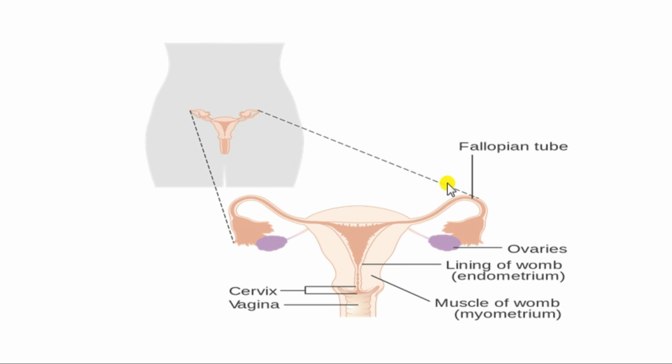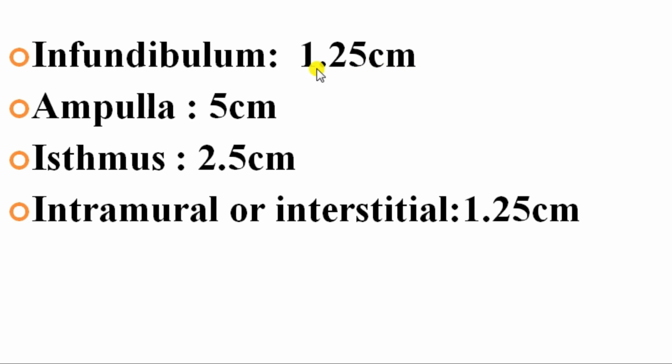This is a picture of a uterus, and this is a fallopian tube. So fallopian tube is divided into four parts, that is infundibulum, ampulla, isthmus, intramural or interstitial part. Infundibulum is the lateral end of the uterine tube, which is a funnel shaped structure, and it consists of finger-like processes called fimbriae. Medial to the infundibulum is the ampulla, which is a thin, dilated and tortuous structure.